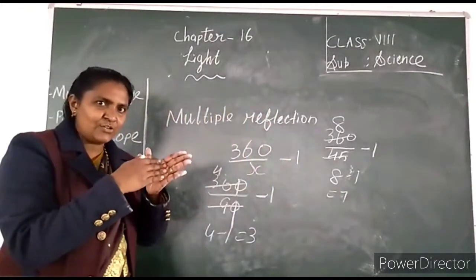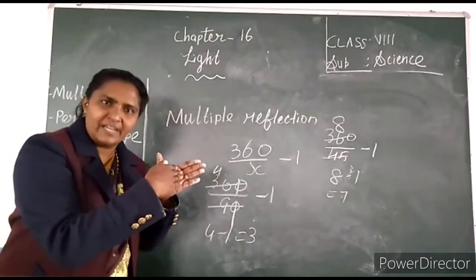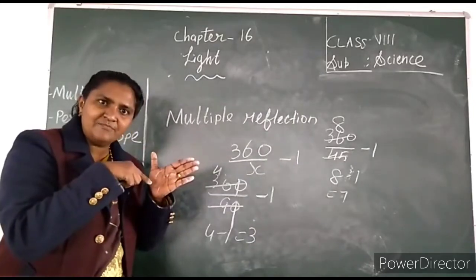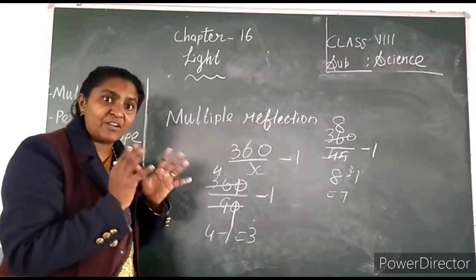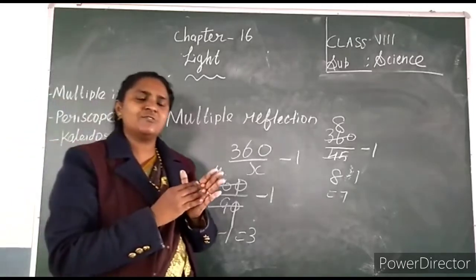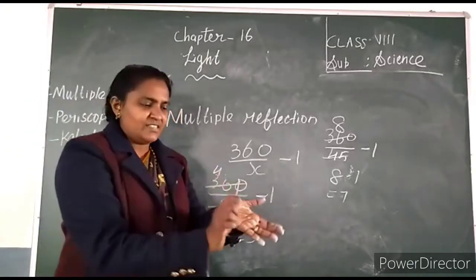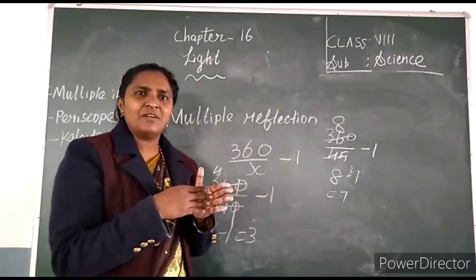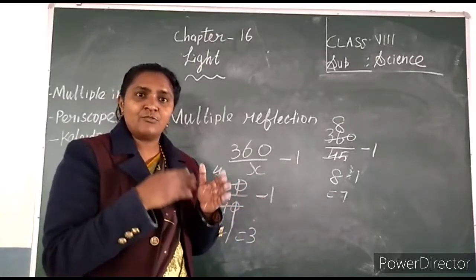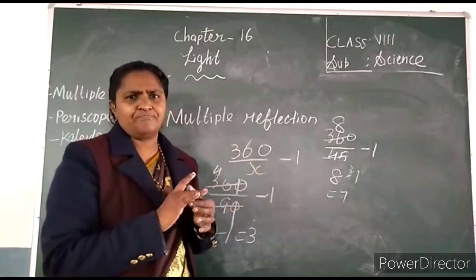So what is the angle here? You kept a 45 degree angle between two plane mirrors, and after you keep a coin between them, how many images can you see? 7 images you can see. Understand? That means it shows multiple reflection. The light ray goes for multiple reflection.